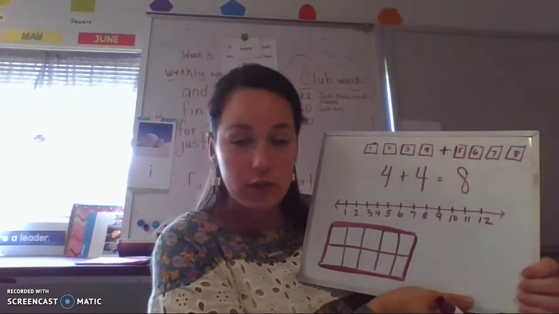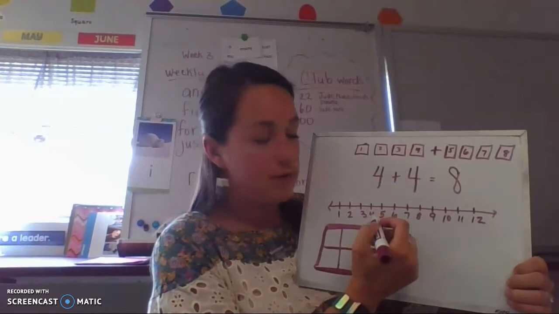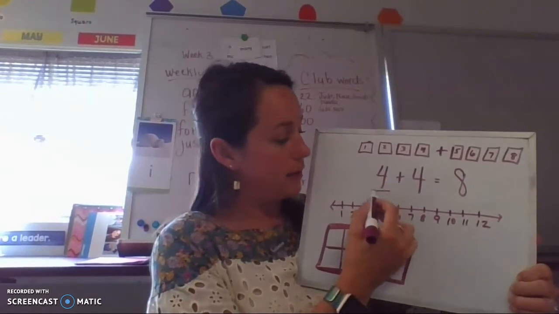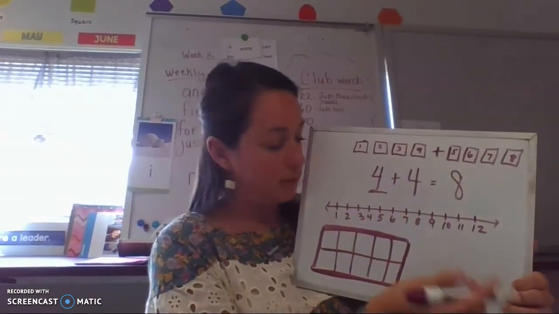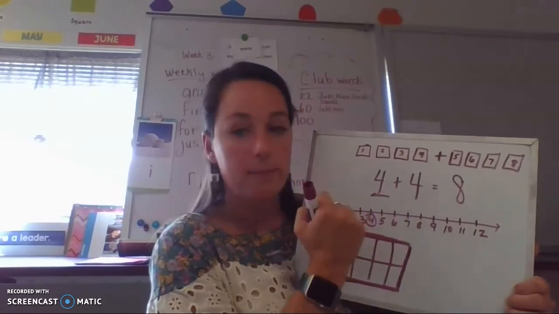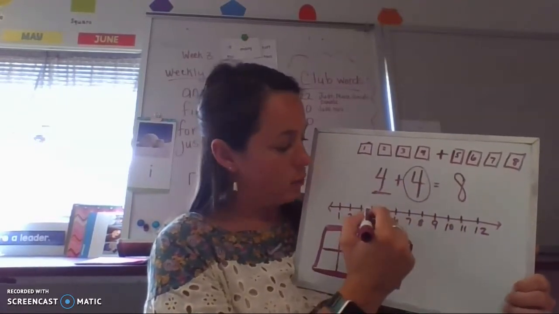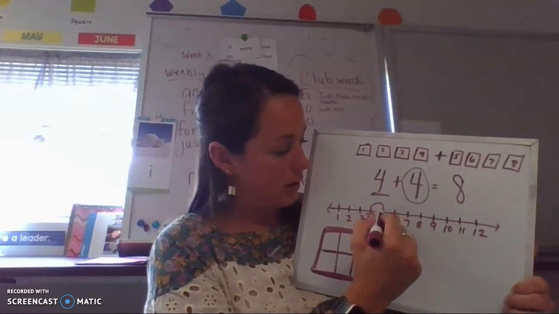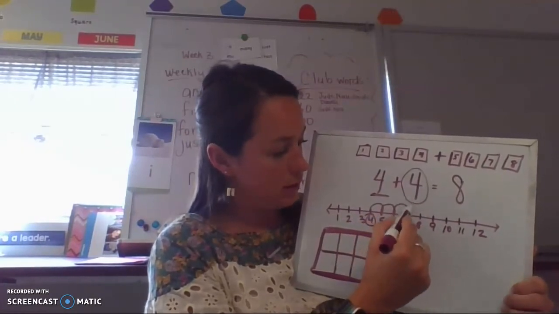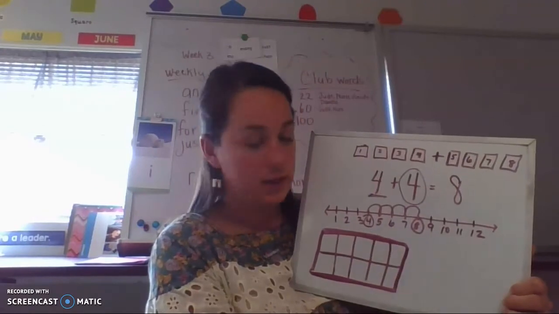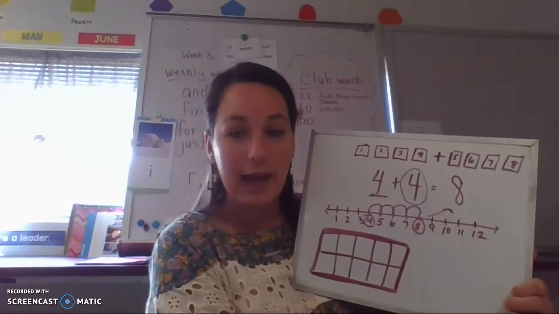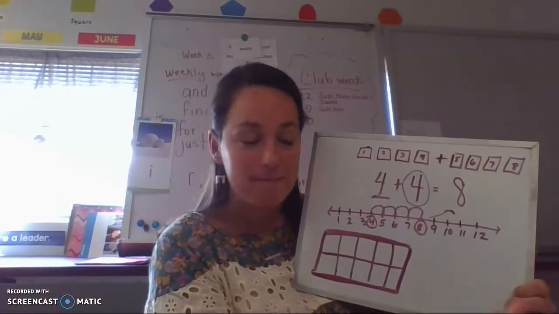Another strategy you could use, you could start on the number line. If this is my first number in the equation, I'm going to start on that number on the number line. And how many hops do I have to make? 4. So count with me. 1, 2, 3, 4. And what number did I land on? 8. Did I solve it?